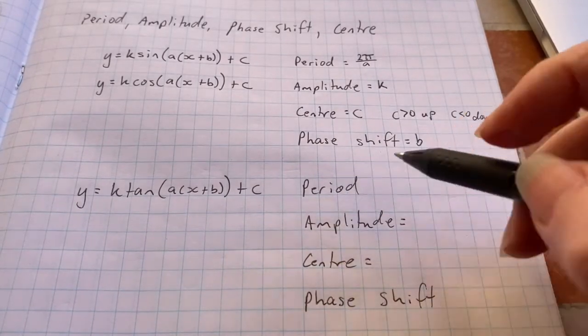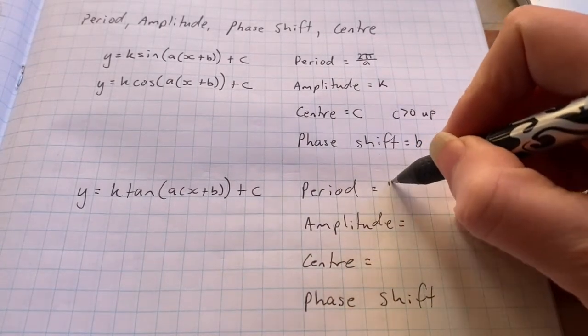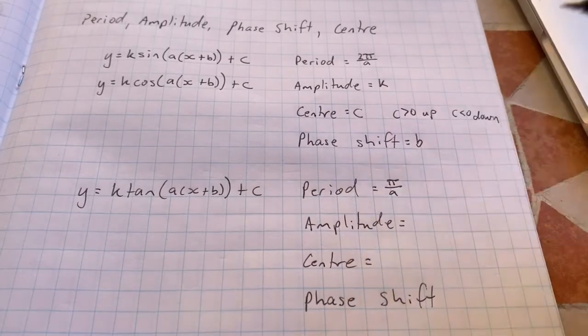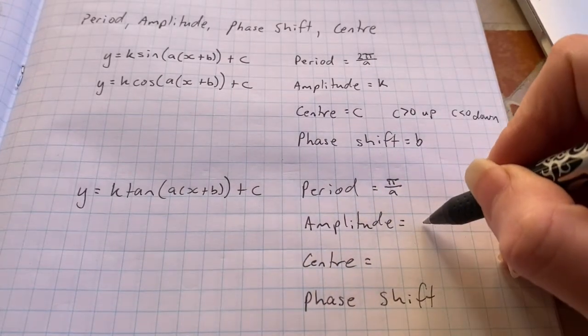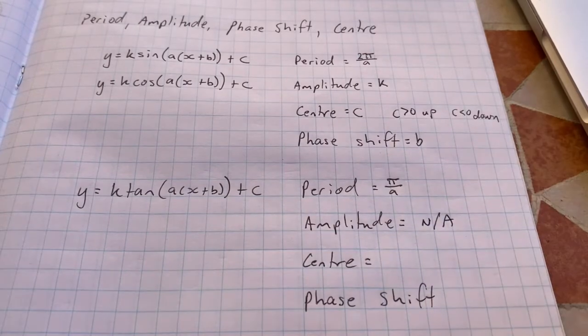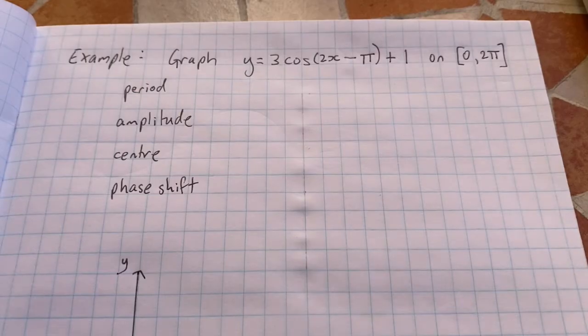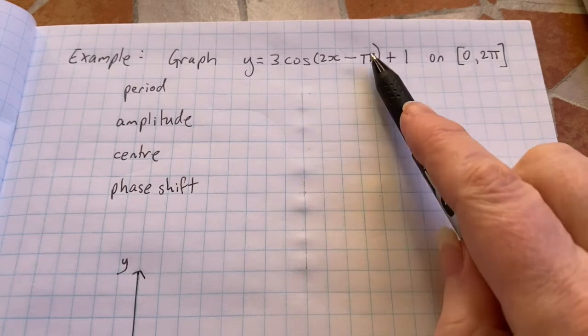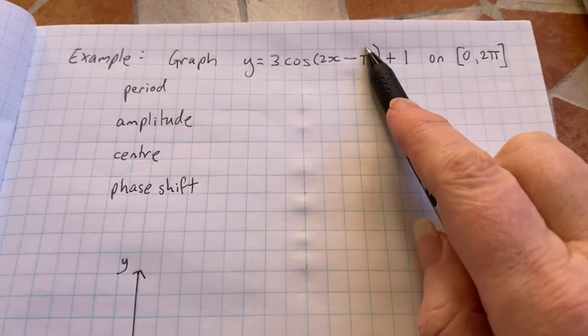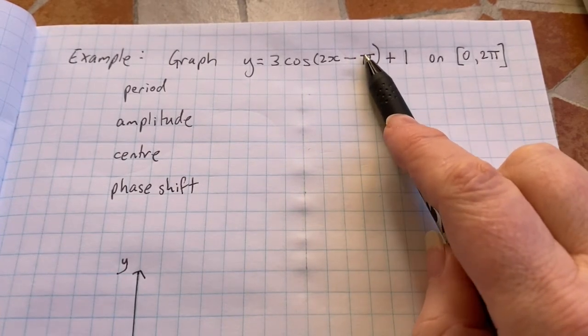For tan, the only thing that's different is the period. The period is π on a instead of 2π on a. Amplitude doesn't exist. Center is still c, and the phase shift is still b as before. Okay, so this is about as hard as these ones get. That could be slightly harder for a really challenging one.